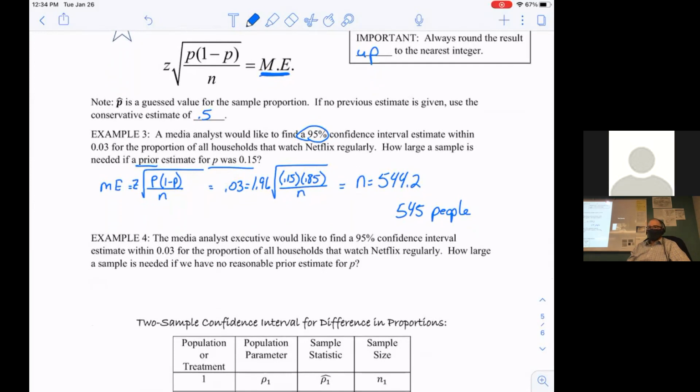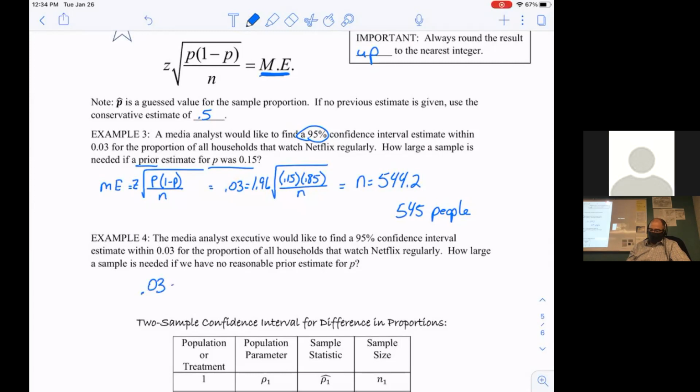Okay. Example 4. The media analyst executive would like to find a 95% confidence interval to estimate within 0.03 the proportion of all households that watch Netflix regularly. How large a sample is needed if we have no reasonable prior estimate for p? So this is actually the same exact problem.